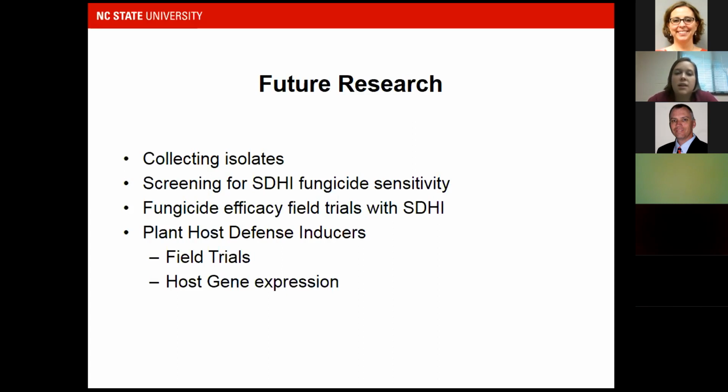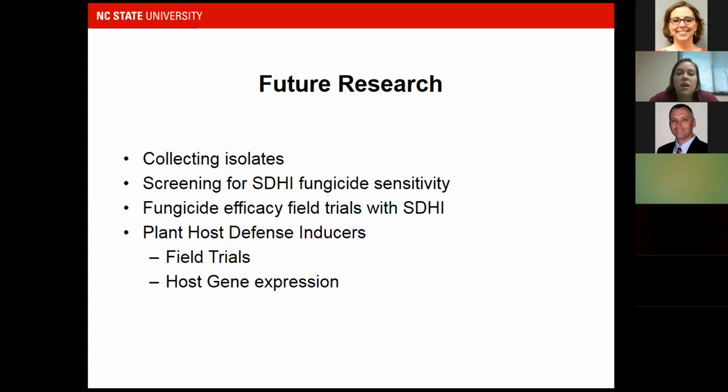We want to start monitoring the fungus for any sort of resistance. And first, we just need a lot of isolates to look at, to make sure that it's still sensitive to the SDHI fungicide. And that's stuff we do in the lab.